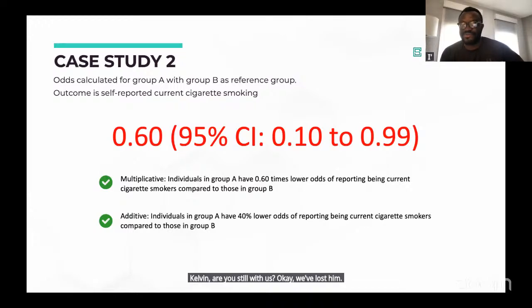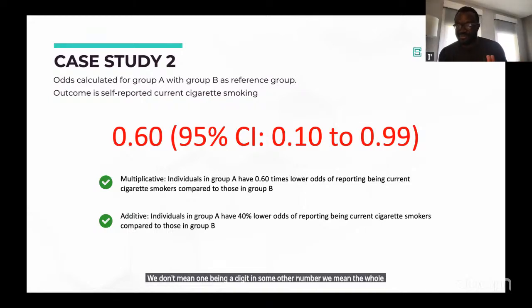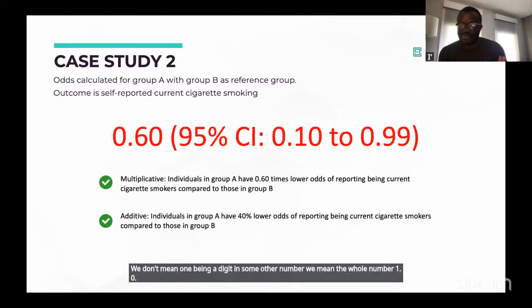When we say 1, we mean 1.0. We don't mean 0.1. We don't mean 1 being a digit in some other number. We mean the whole number 1.0. Are we all on the same page?